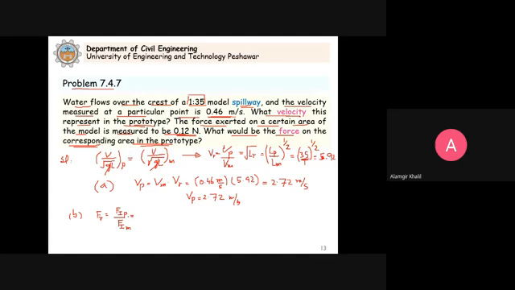So we already know the expressions for the inertia forces. The inertia force is rho v square L square, this is for the prototype, divided by rho v square L square, this is for the model.